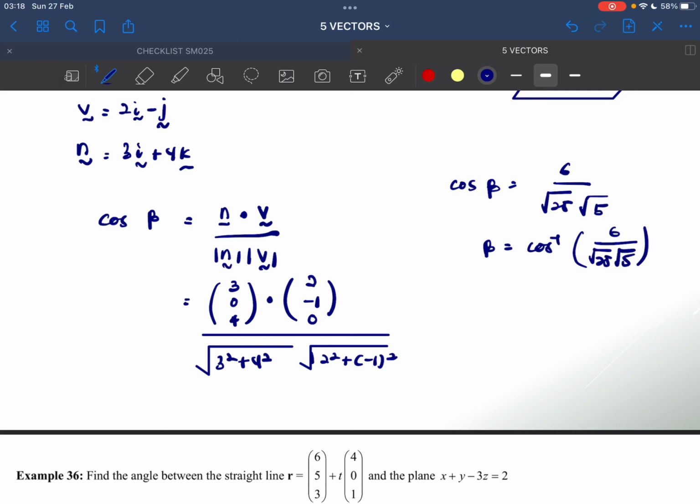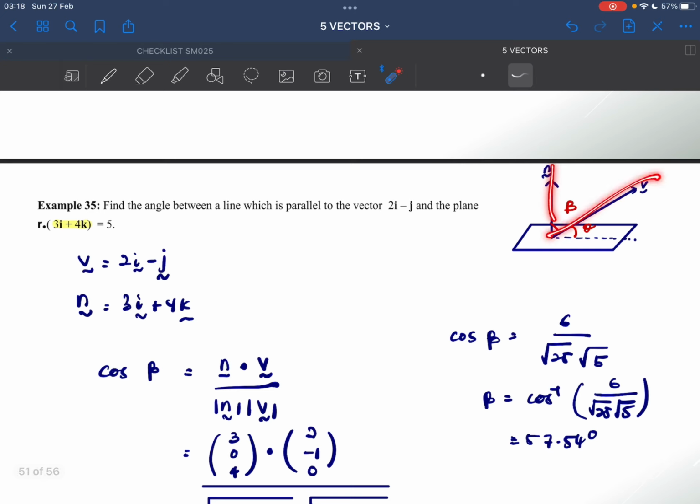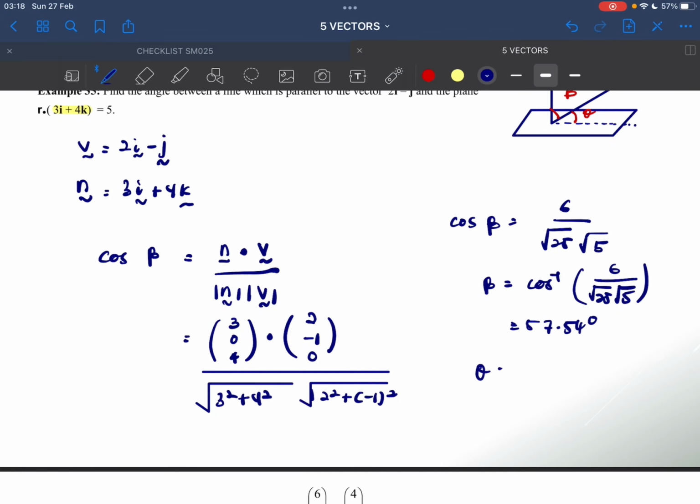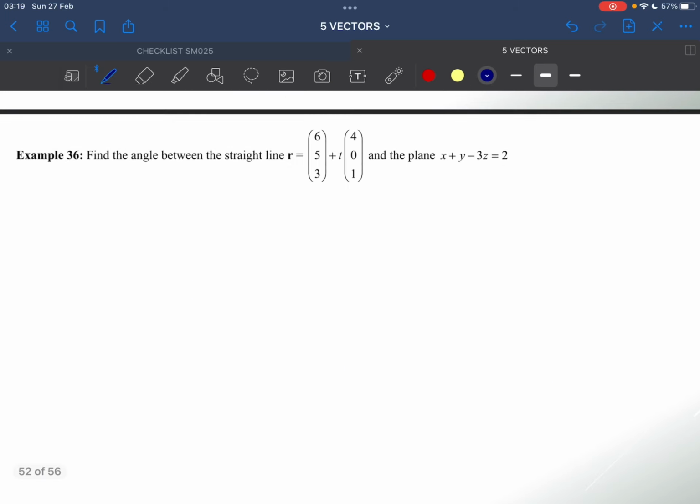You should get the answer 57.54, but that is not the answer. That is the angle between the normal and the vector. We want to find the angle between the plane and the line. So to find theta, theta is equal to 90 degrees minus 57.54, which is we end up with 32.46 degrees. Okay, so it is almost the same thing but a little bit different. You have to subtract from 90.